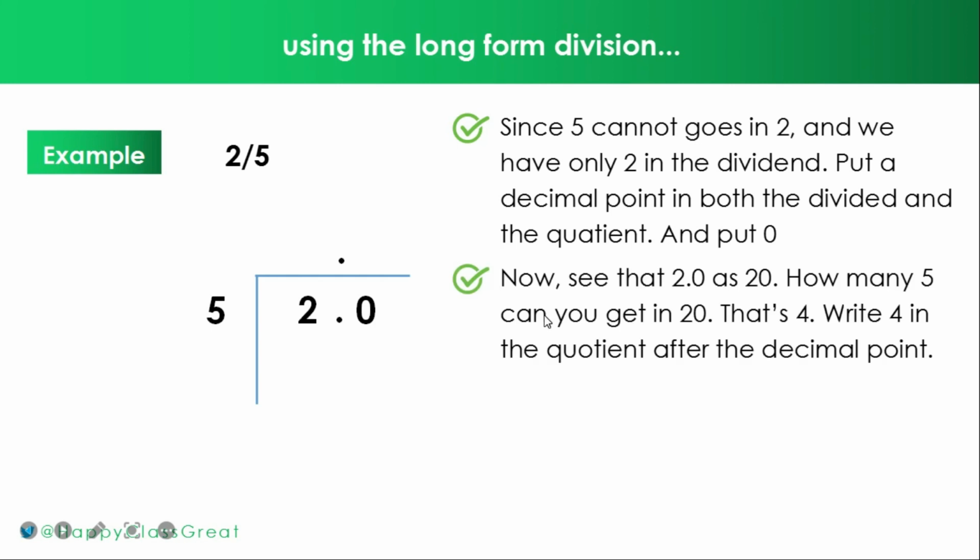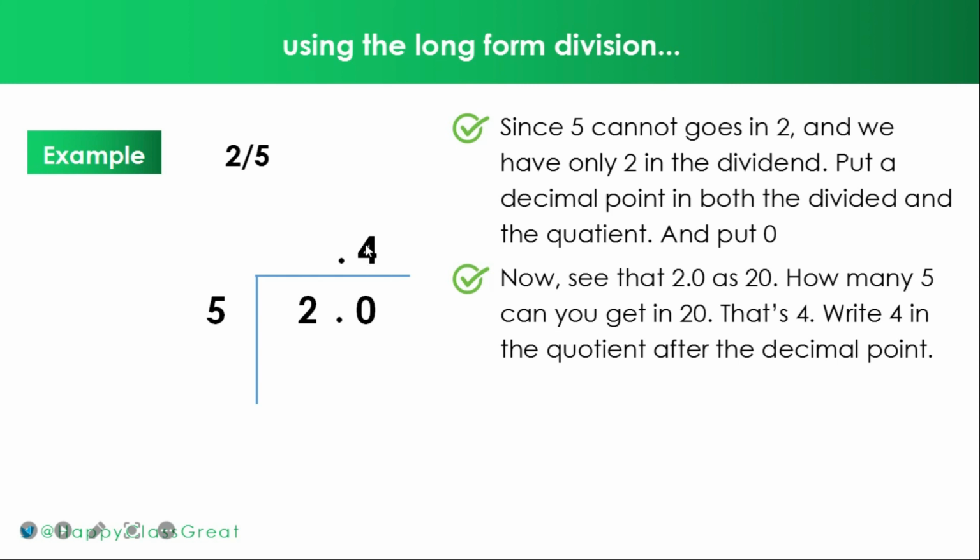Now the next thing you do is that you see 2.0 as if you write 20 there, though it's 2.0, but let's assume that it's 20 now. How many 5 can you find in 20? You can use your pen to count it and check how many 5 you can find in 20. You understand? So that will be 4. You write the 4 here on top of this 0, because we are saying 20, and the 0 is the number that ends 20.